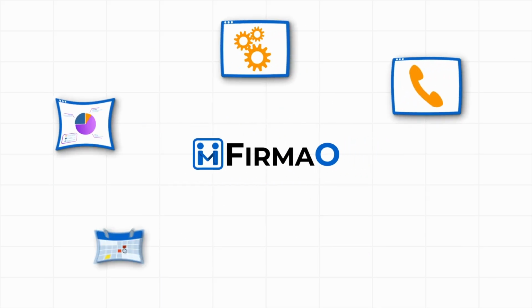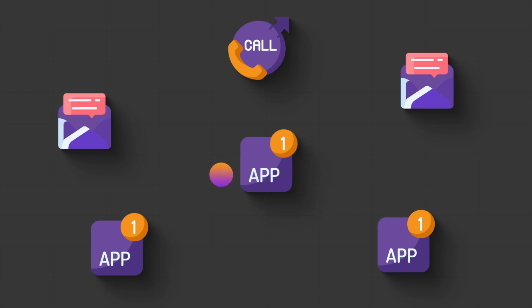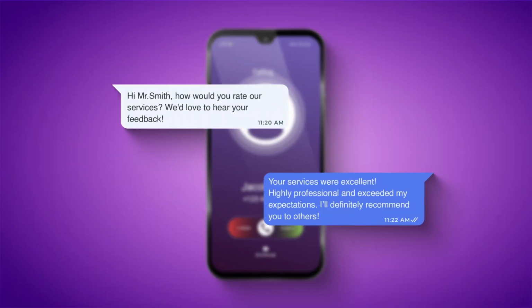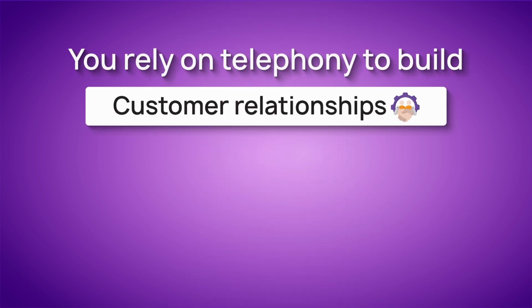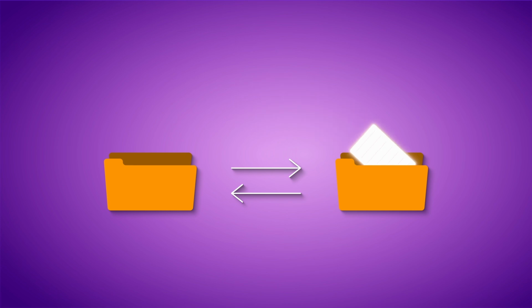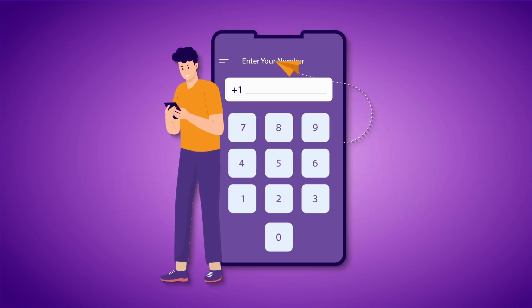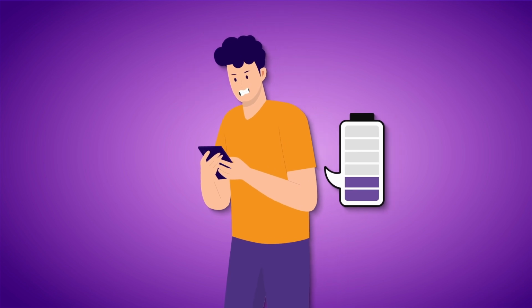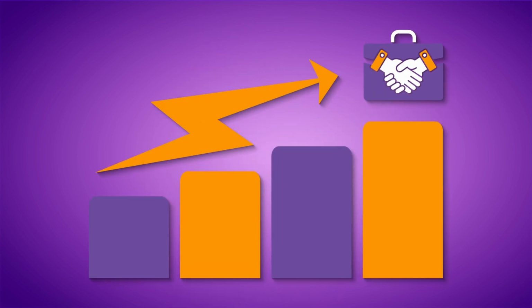Your Firmao CRM is doing a great job managing your business. But if you're still bouncing between apps just to make a call or send a text, you're wasting valuable time. You rely on telephony to build customer relationships, close sales, manage teams, and drive projects. But when you're copying contacts, dialing numbers manually, and jumping back and forth to log notes, it's a hassle. That's not just frustrating. It's time lost you could have spent growing your business.